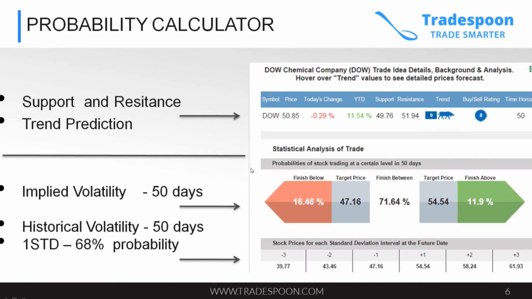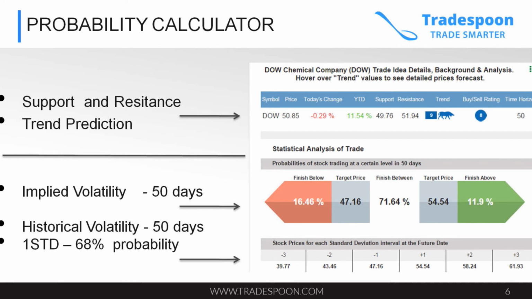At TradeSpoon, we provide you with TradeSpoon analytics such as the probability calculator that you can see on your screen. We show you support and resistance based on standard deviation analysis. We're seeing here that support is at 49.76 and 51.94. We also predict a trend. The 9 and 8 that you see on your screen for trend and buy-sell rating give you directional bias.